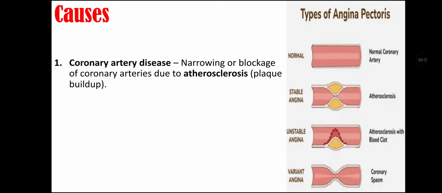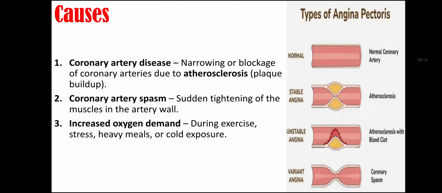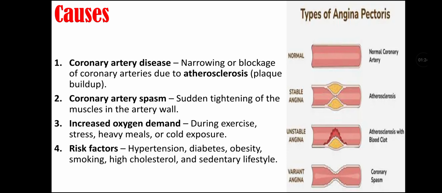Causes of angina pectoris include coronary artery disease, that is, narrowing or blockage of the coronary artery due to atherosclerosis, that is, plaque buildup. The second cause may be coronary artery spasm. It is the sudden tightening of the muscle in the artery wall, as you can see in the last diagram in this area on the side. The third cause of angina pectoris is increased oxygen demand. During exercise, stress, a heavy meal, or alcohol exposure can cause angina pectoris.